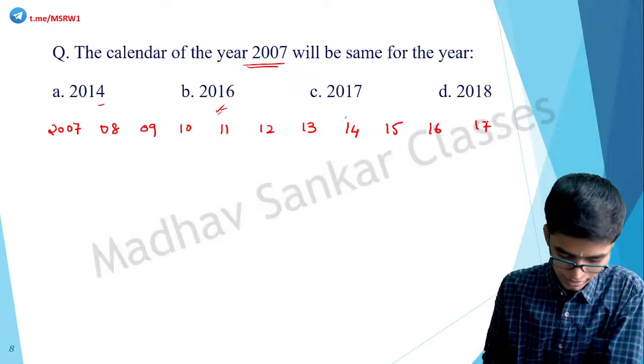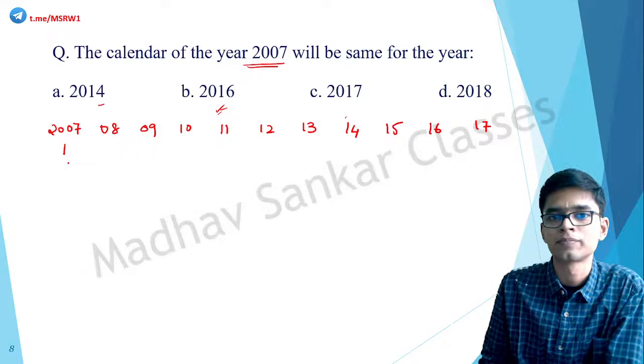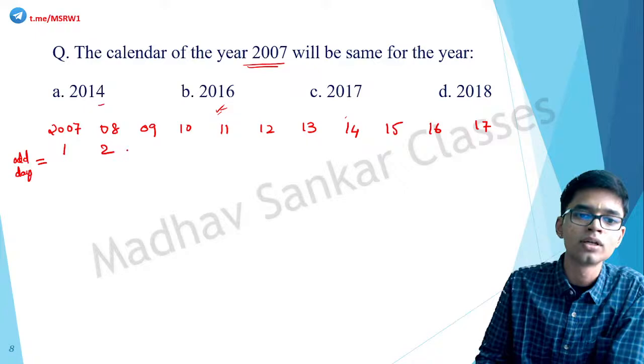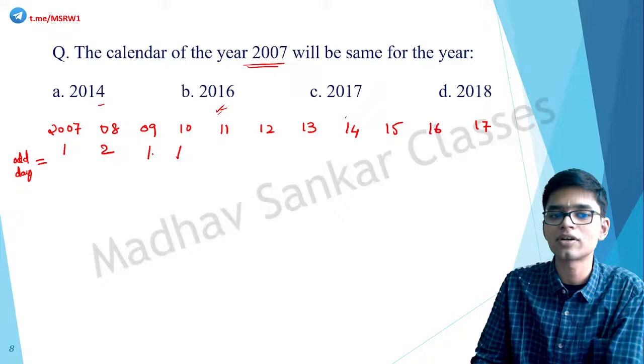What is the number of odd days in 2007? 2007 is an ordinary year, correct? So the number of odd days is 1. 2008 is a leap year, so the number of odd days is 2. 1 plus 2, 3. 2009, ordinary year, number of odd days 1. 2010, ordinary year, number of odd days 1. So 1 plus 2, 3 plus 1, 4 plus 1, 5. Still, it has not rounded to 0.